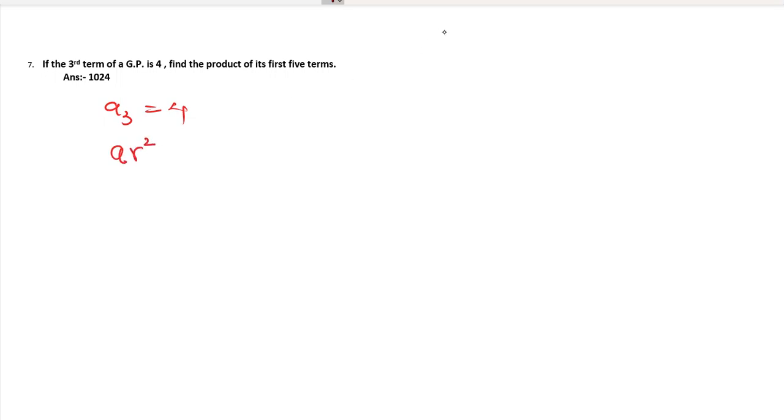You remember in the previous question I told you the sequence can be written as A into R, A into R square, A into R cube, and so on. So for the third term, the power of R will be 1 less than 3, that is 2. So AR square is 4. Now you have to find the product of its first 5 terms. What is the product of the first 5 terms?